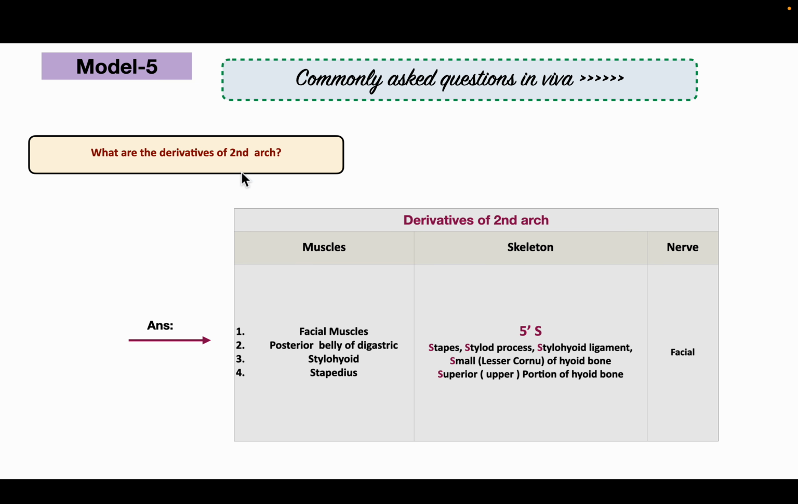Then what are the derivatives of the second arch? These are the muscular components arising from it, and this is the skeleton component arising from it. So 5S, you remember this from the second arch: stapes, styloid process, stylohyoid ligament, small cornu of hyoid bone, and superior portion of the hyoid bone. The nerve is the facial nerve.